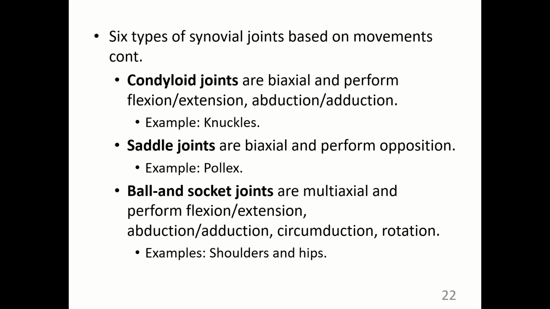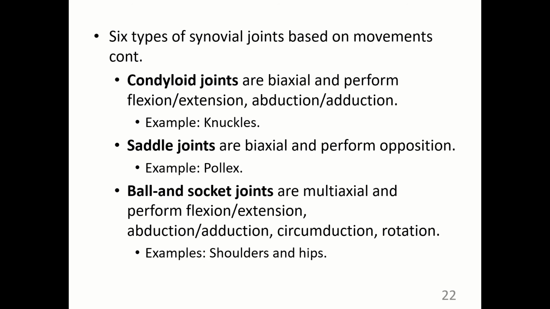The other three types of synovial joints based on their movements are the condyloid joints, which are biaxial, and thus they perform flexion and extension, abduction and adduction. A good example is the knuckles. The condyloid joints kind of look like they have wheels. Saddle joints are biaxial and they perform opposition. And the saddle joints look like a saddle, hence their name. Opposition is when you can touch your pollex to your pinky.